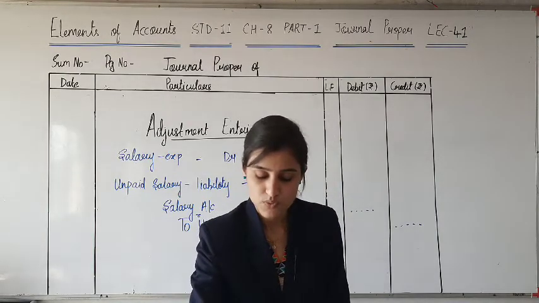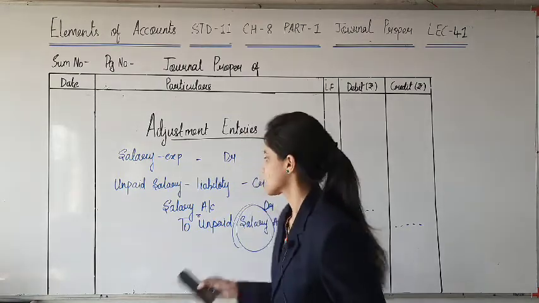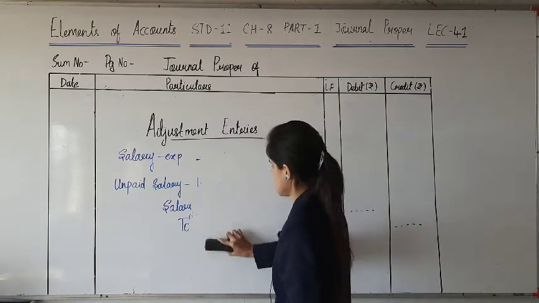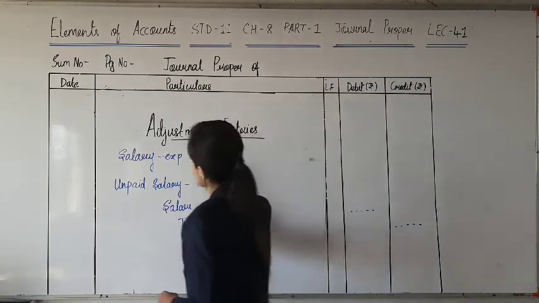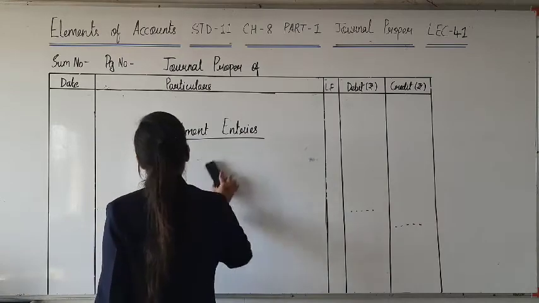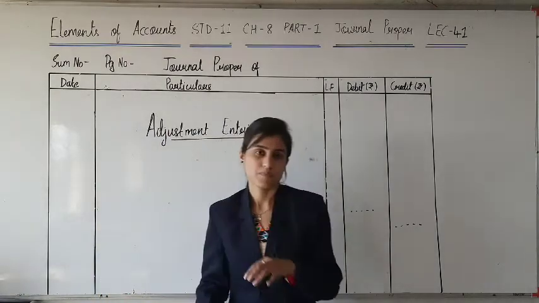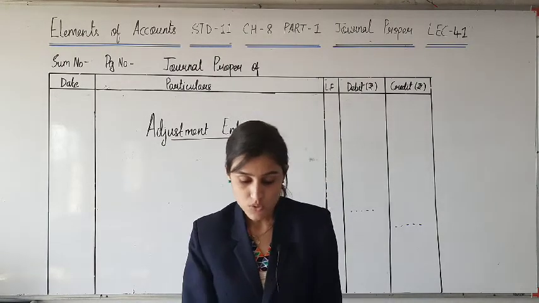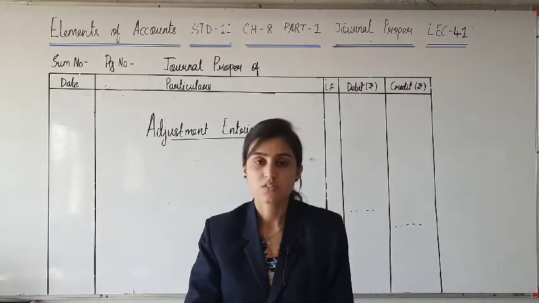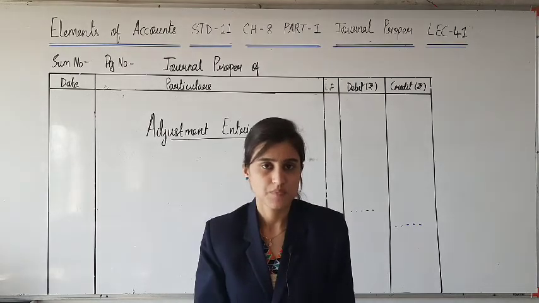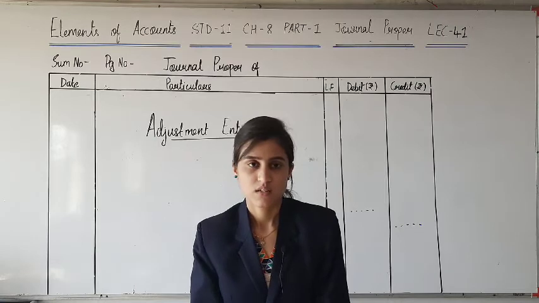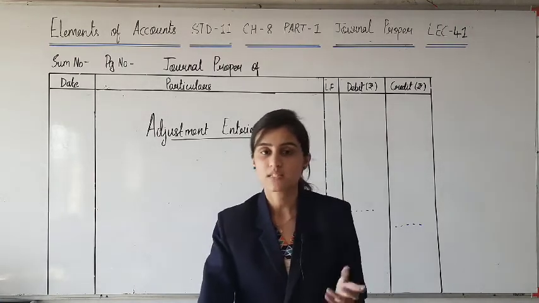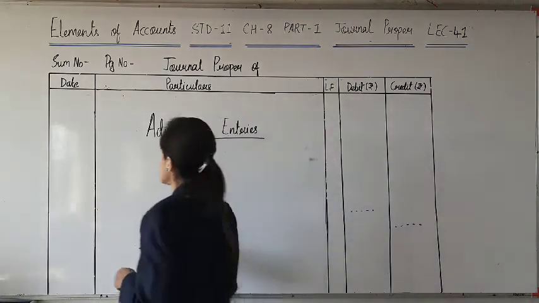This way it is the adjustment entry for unpaid salary. Then rupees 400 accrued for interest. That means you are going to receive 400 rupees for interest. Now this is receivable income. Just the way unpaid salary is outstanding expense, accrued interest is receivable income or outstanding income. So that is your asset. Outstanding expense is your liability, outstanding income is your asset. Asset is always debited. So adjustment entry.